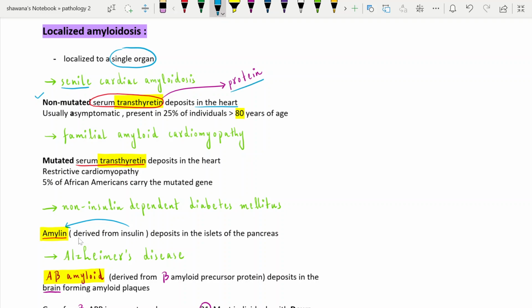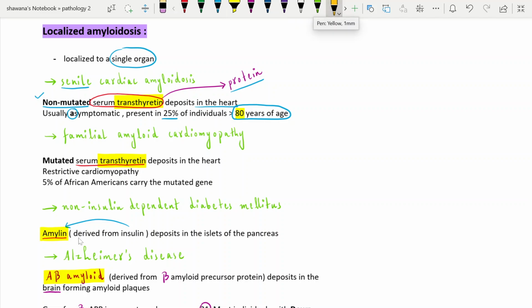It's a serum protein and it can be deposited in the heart. But in the case of senile cardiac amyloidosis, it's non-mutated serum transthyretin. The condition is asymptomatic and present in 25% of individuals over 80 years of age, as we have learned that it's senile.